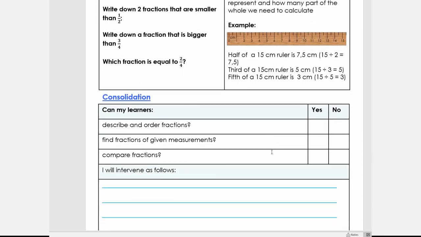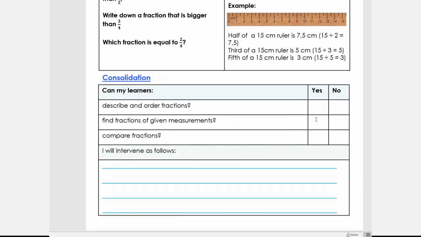Then we're going to come to the consolidation. If everything is ticked yes, you could carry on with the next lesson. If it's no, you need to revisit some of the questions and activities, or you can contact us at SA Teacher.